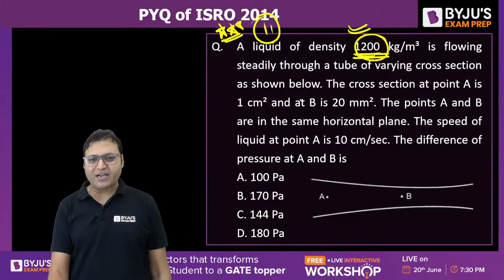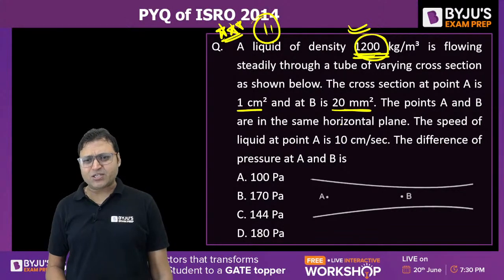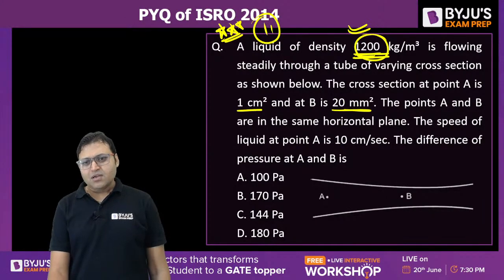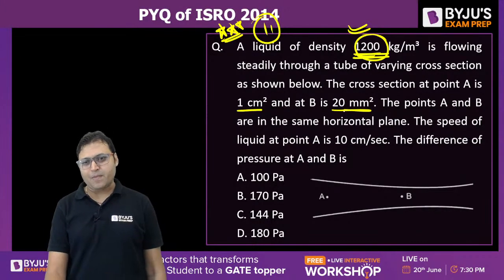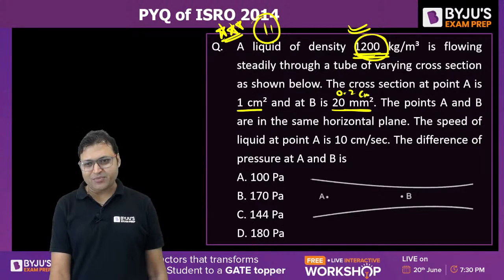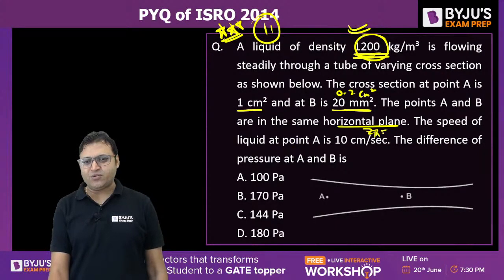The cross section at point A is 1 centimeter square and at B is 20 millimeter square. Convert it into centimeter: 1 mm is 10 to the power minus 1 centimeter, so it will be 0.2 centimeter square, isn't it? The points A and B are in the same horizontal plane. What does that mean? ZA is equal to ZB.